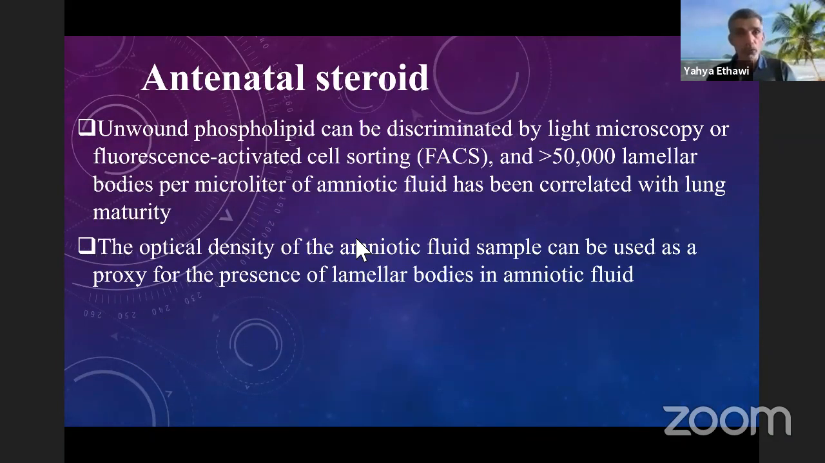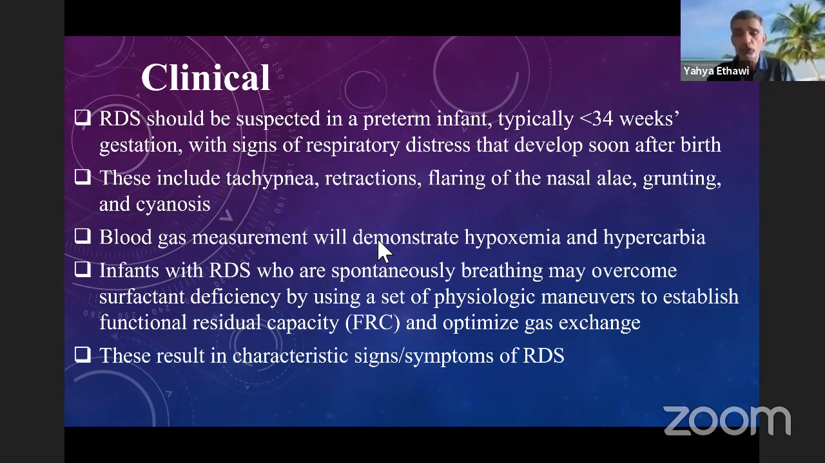Okay. So what is the clinical presentation of RDS? RDS should be suspected in any baby less than 34 weeks. TTN is unlikely in this. It can be a combination, but usually it presents with tachypnea, retraction, flaring of nasal alae, grunting, and cyanosis if you are not using pulse oximetry. If you do a blood gas, you will see hypoxemia and hypercarbia.